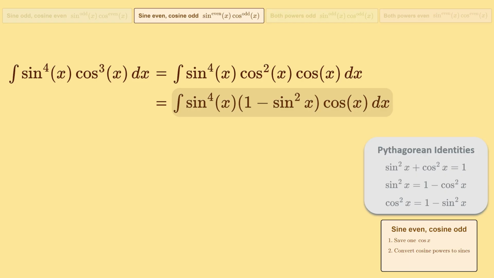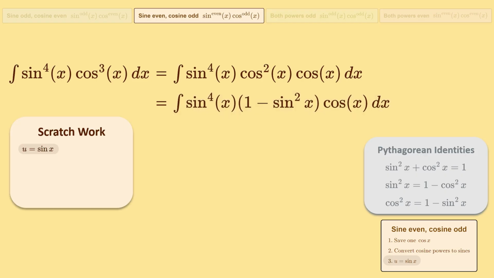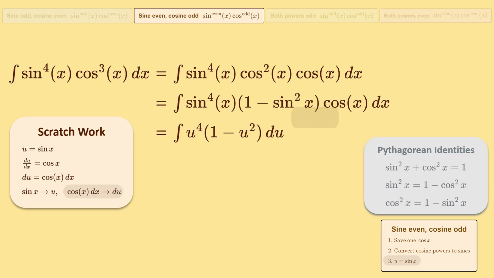This time we let u equal sine of x, then du over dx equals cosine of x, so du equals cosine of x dx, which now we can do the u substitution. We replace sine of x with u and cosine x dx with du. We get the integral of u to the 4th power times the quantity 1 minus u squared du.